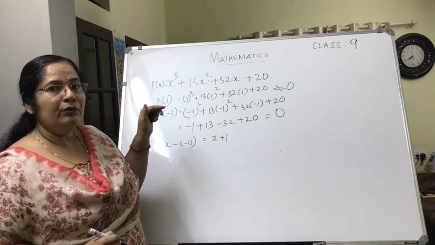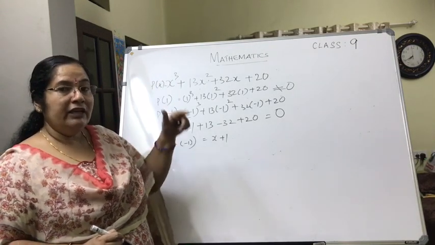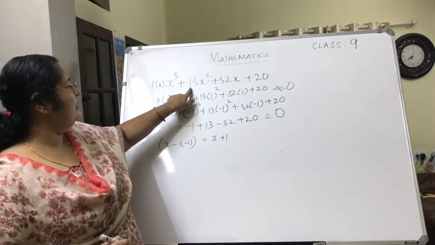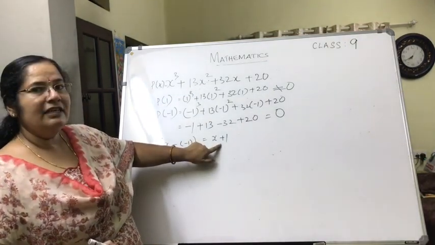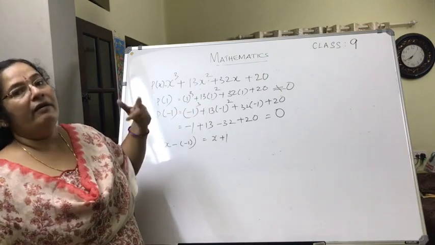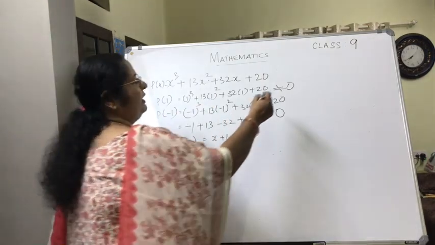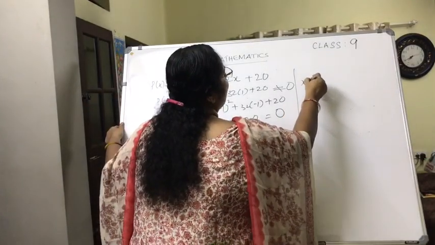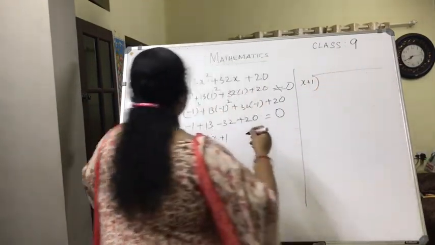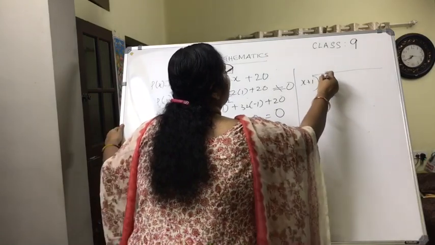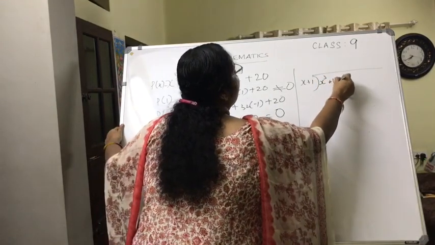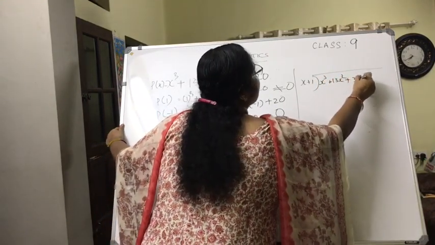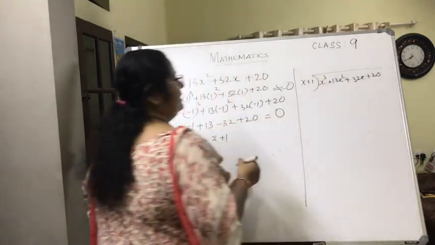Now what are you going to do? Go for the long division method. Divide this polynomial with this factor. You will get the quotient as a quadratic polynomial. So let us do that division here. Okay, x plus 1 into x cube plus 13x square plus 32x plus 20.